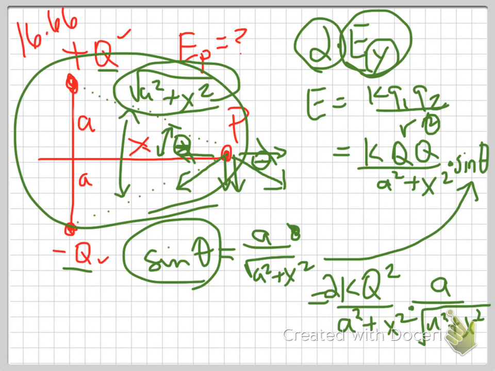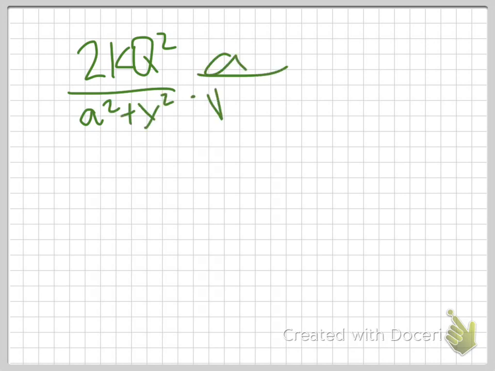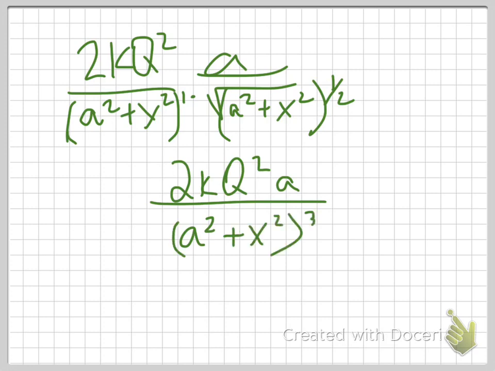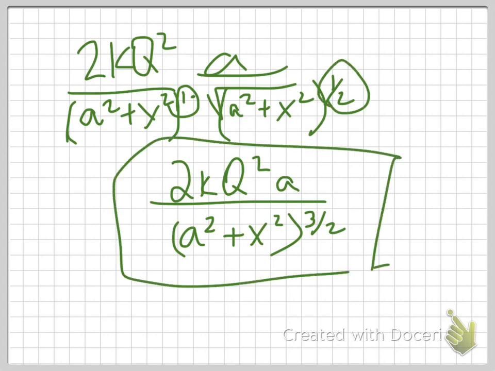Let me quickly erase all these strokes. So I have 2kq squared over a squared plus x squared times a over the square root of a squared plus x squared. The square root is the same as to the 1/2 power, so you get 2kq squared a over a squared plus x squared to the 3/2 power. When you multiply the exponents, you get 3/2. And that is your solution.